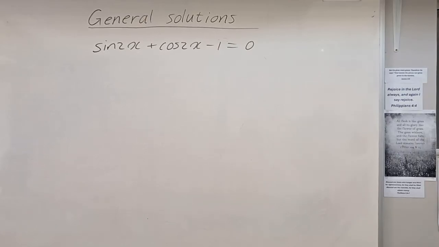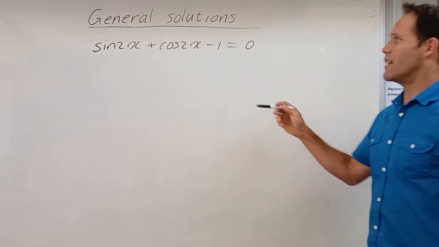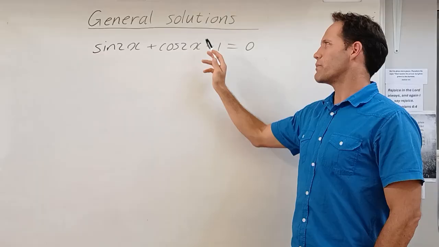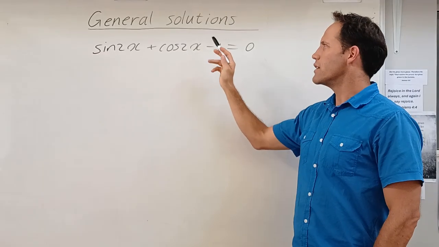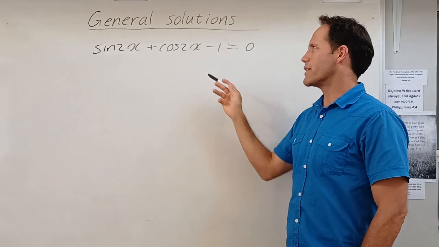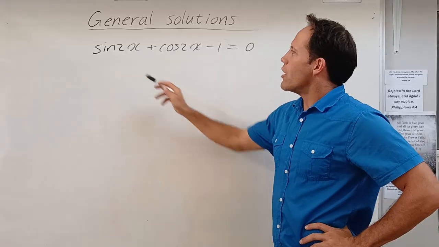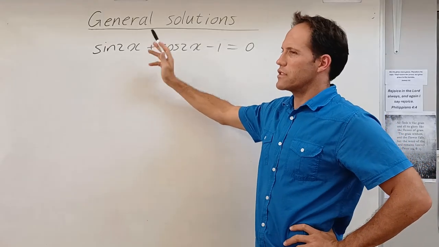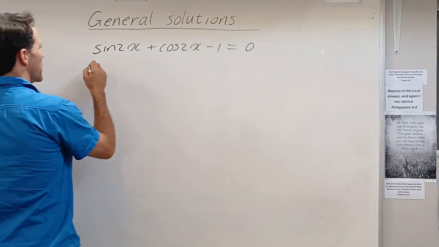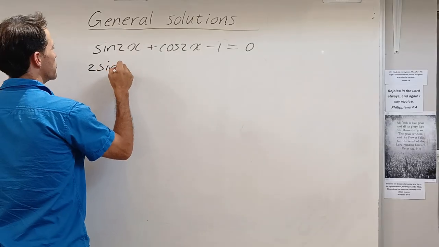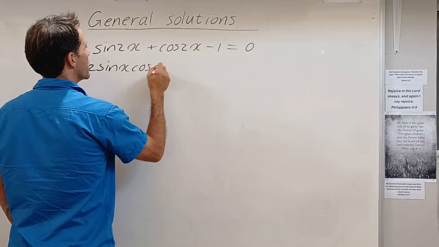Okay, so the challenge of this one is to decide what to do with cos 2x. Is it going to be cos square minus sine square, 2 cos square minus 1, or 1 minus 2 sine square? So obviously sine 2x is easy. It's just one option. It has to be 2 sine x cos x. There's nothing else you can do with it. 2 sine x cos x.